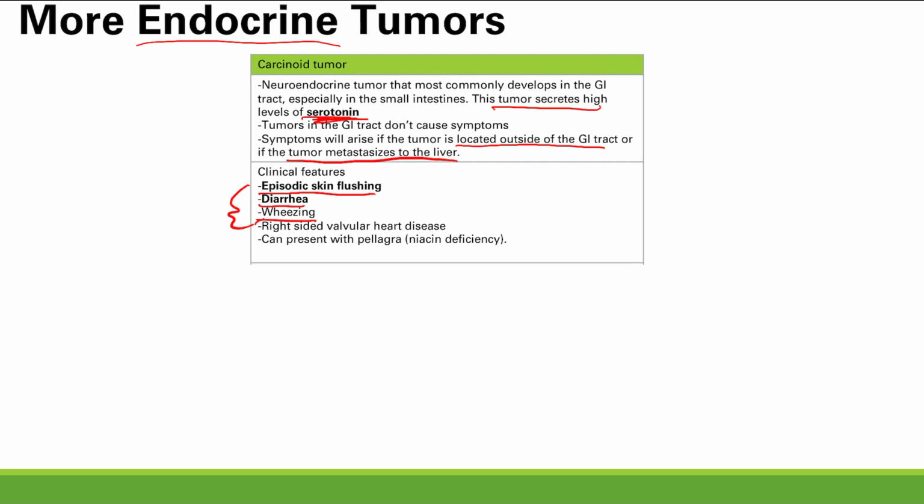Finally, you can get pellagra. What is pellagra? Remember, pellagra is a niacin deficiency. What are the symptoms of it? Remember, what's the mnemonic that we have? The 3 Ds. Diarrhea, dermatitis, dementia.